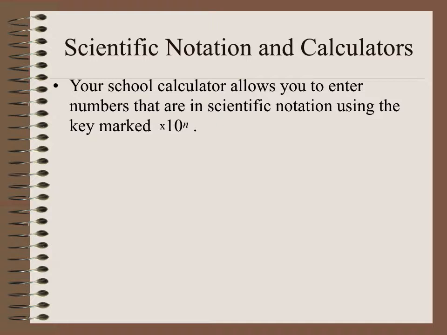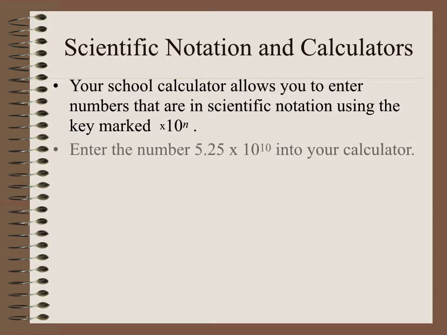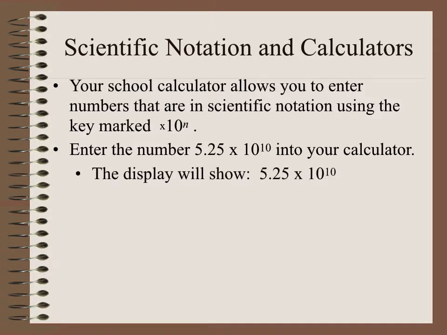Now that you have found this key, try to enter the number 5.25 times 10 to the 10th. You will punch the number portion in first, 5.25, then hit the times 10 to the n key, and now the exponent will be flashing, and you want to punch in 10. The display will show the number basically the same way as you would write it on paper.